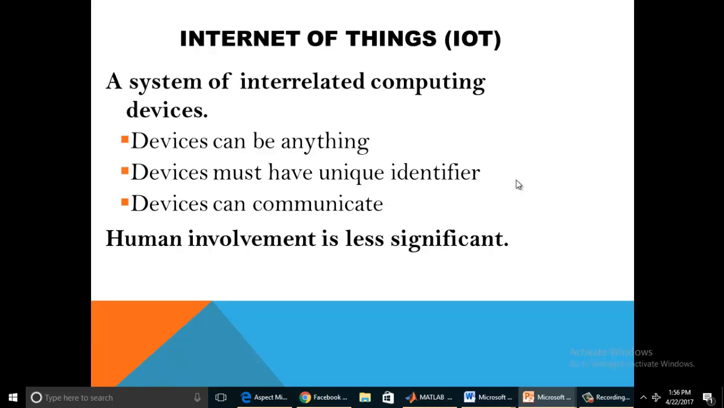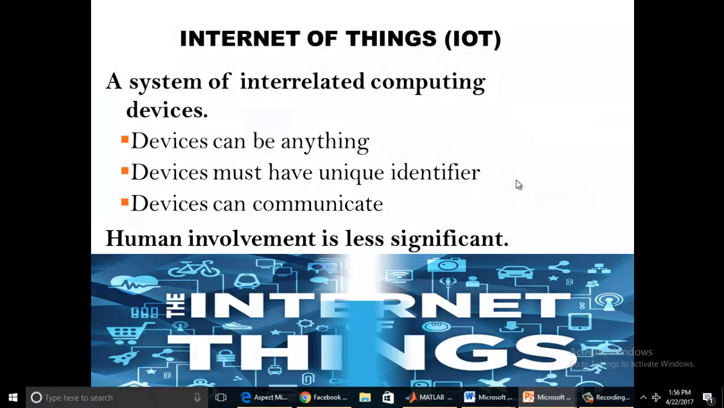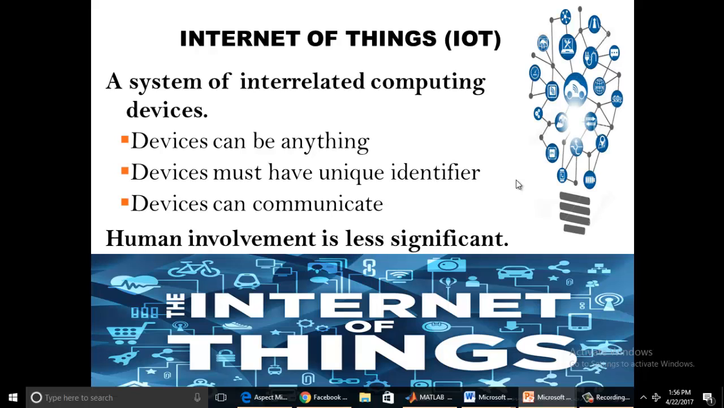But in Internet of Things, we do not need human interaction. The things involved in the Internet of Things, or the devices involved, communicate with each other using their IP address and internet, and without any human interaction. And as far as the second point is concerned, let's have a look at which devices can be considered a part of Internet of Things.